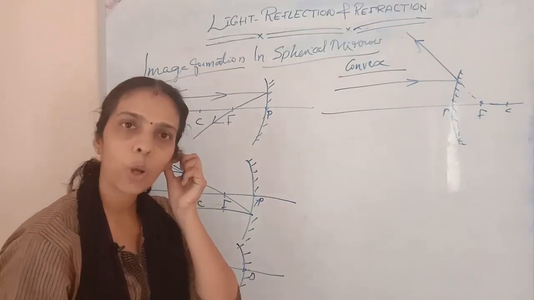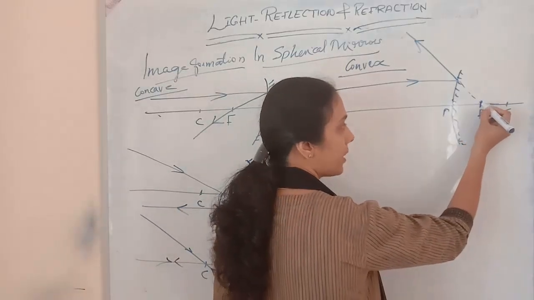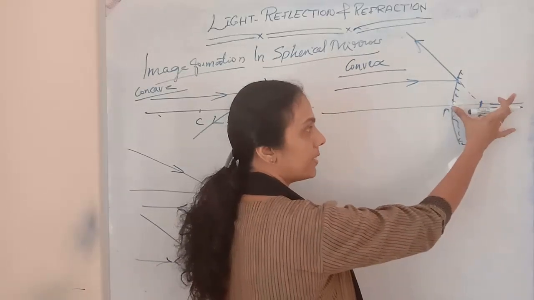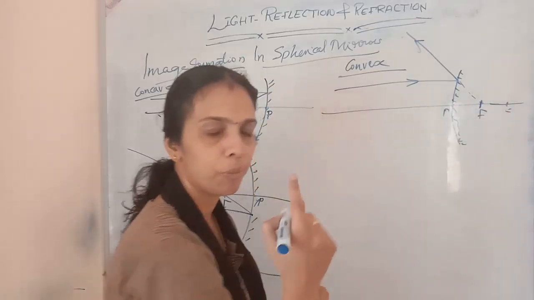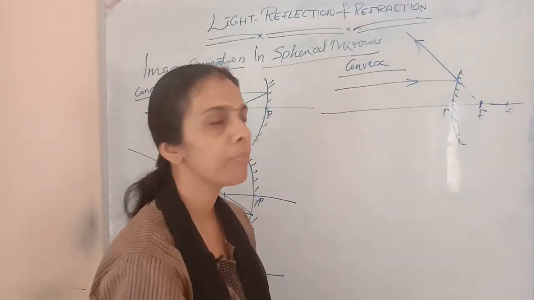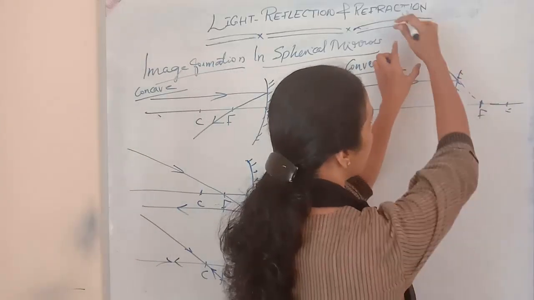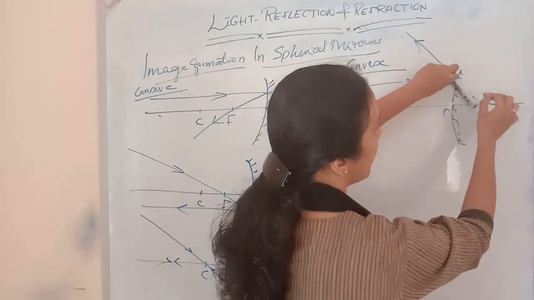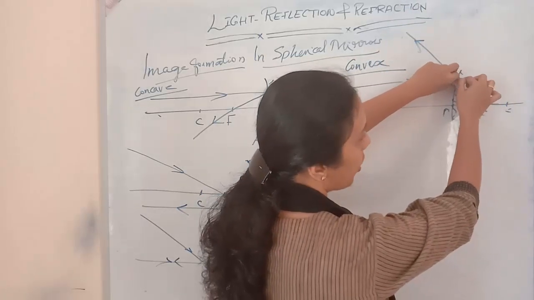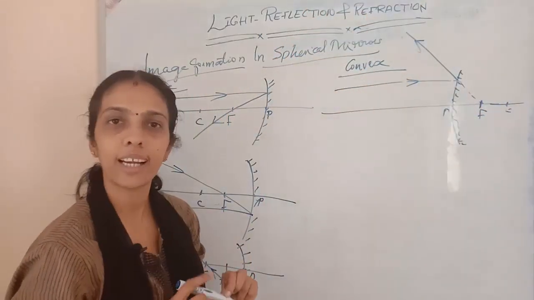So while you are drawing, you will be marking F initially itself, isn't it? Just half of PC you will be marking as F. Why? Because R is equal to 2F. Then while you are drawing, you can keep your scale from here to here. Then from here to here it is dotted lines, and from here you can draw the continuous line. Then you will get a nice picture.